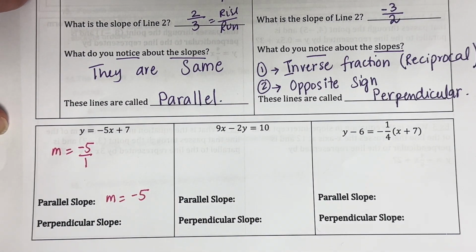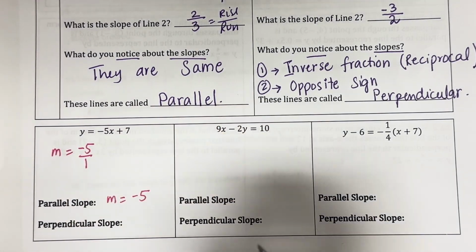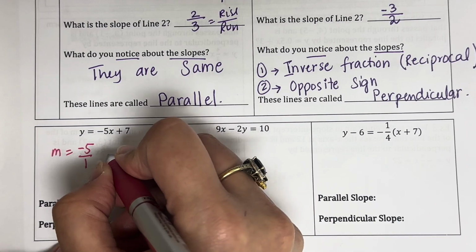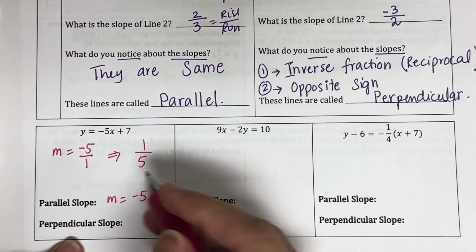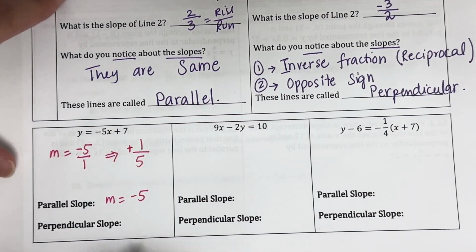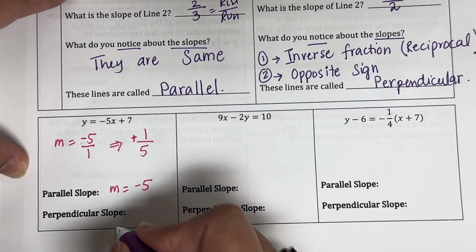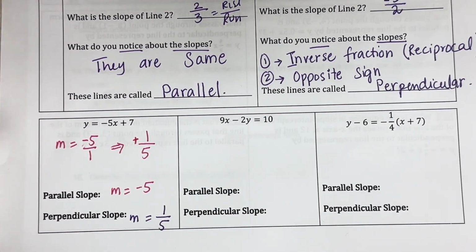For my perpendicular line, the slope should be opposite as well as inverse. So I'm going to flip it so it becomes 1/5, and this is negative, so the perpendicular should be positive. So my perpendicular slope is going to be positive 1/5. That's how you would identify the slope of the new lines.